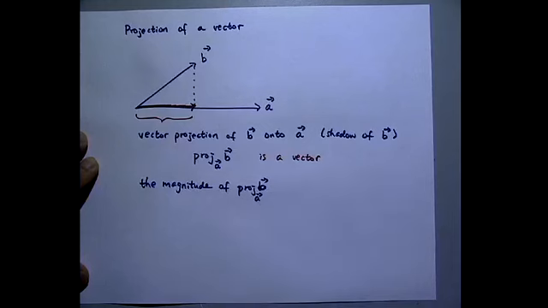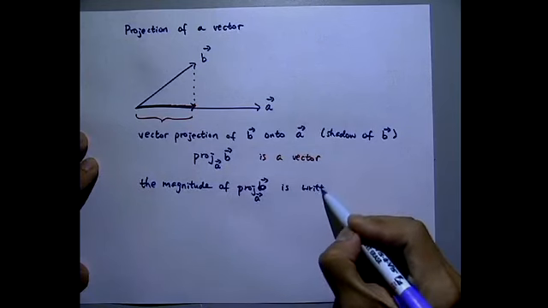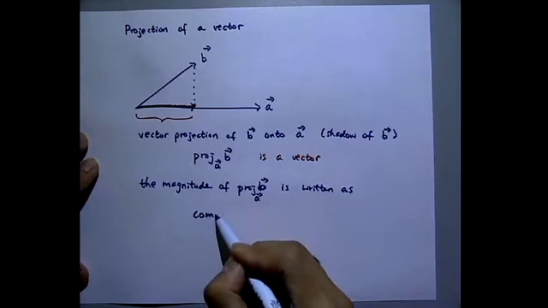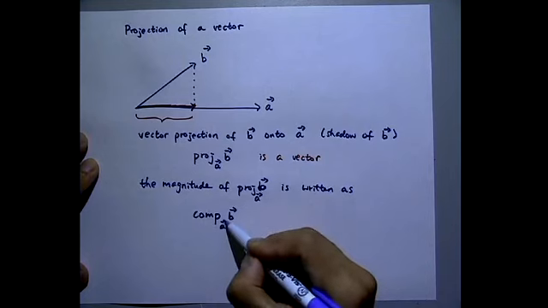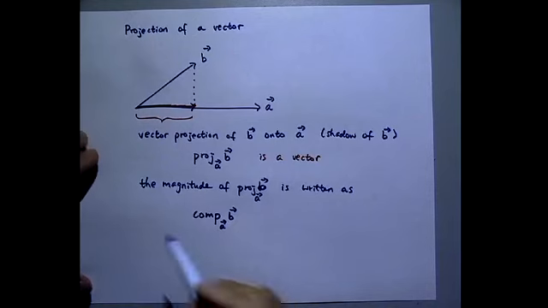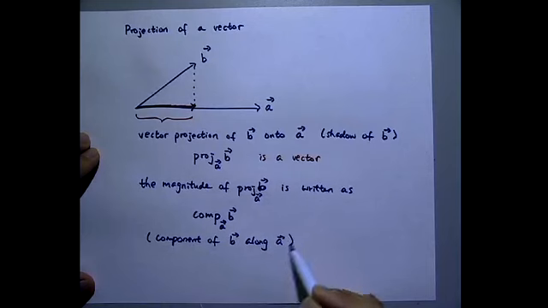The magnitude, the length of that vector, is written as COMP for component of B onto A. Technically, it's called a component of B along A.